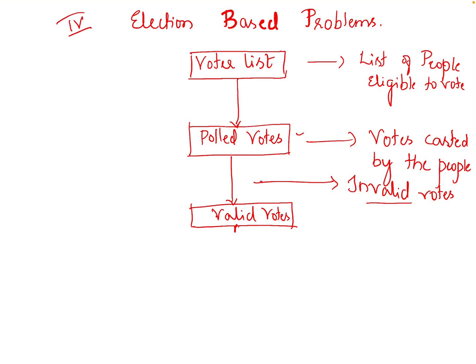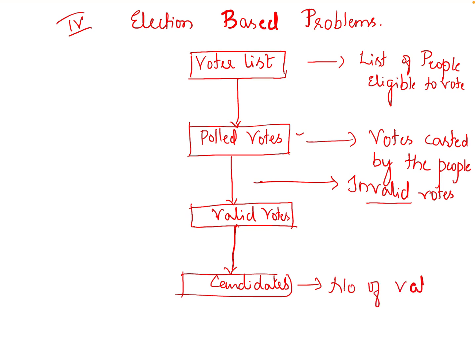Now these valid votes are distributed among the candidates. The candidates get the number of valid votes. For example, if two people are contesting an election, these valid votes will be divided among those two candidates, candidate 1 and candidate 2. The candidates will get only the number of valid votes. So this is the introduction about election based problems.